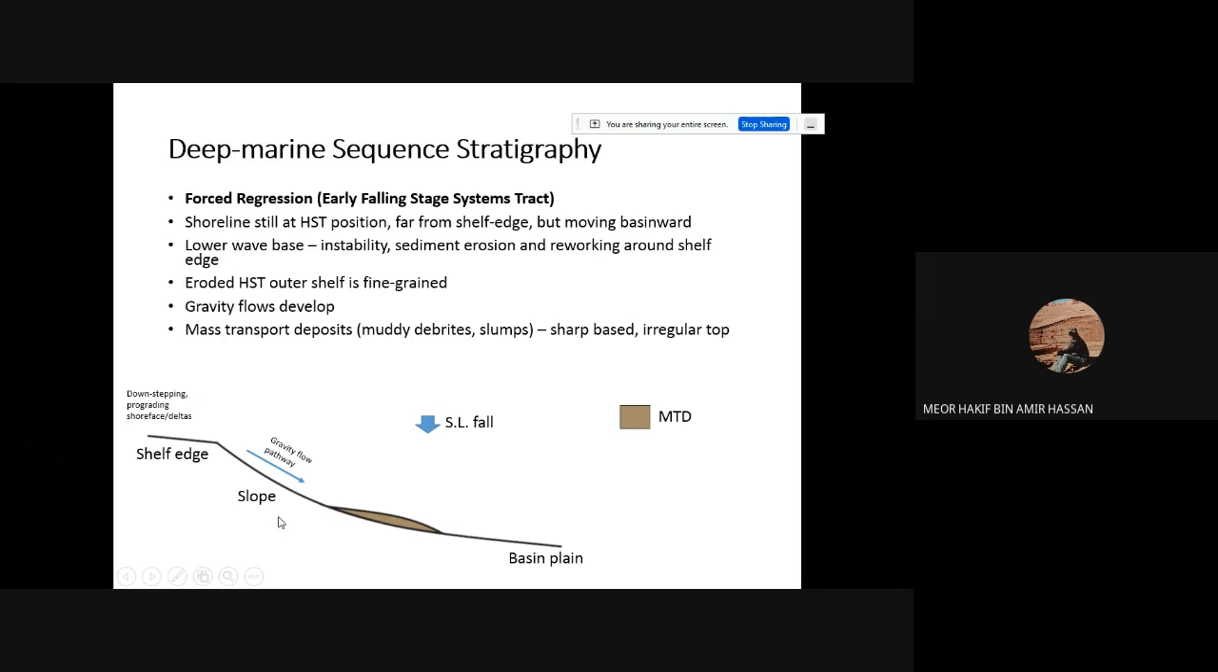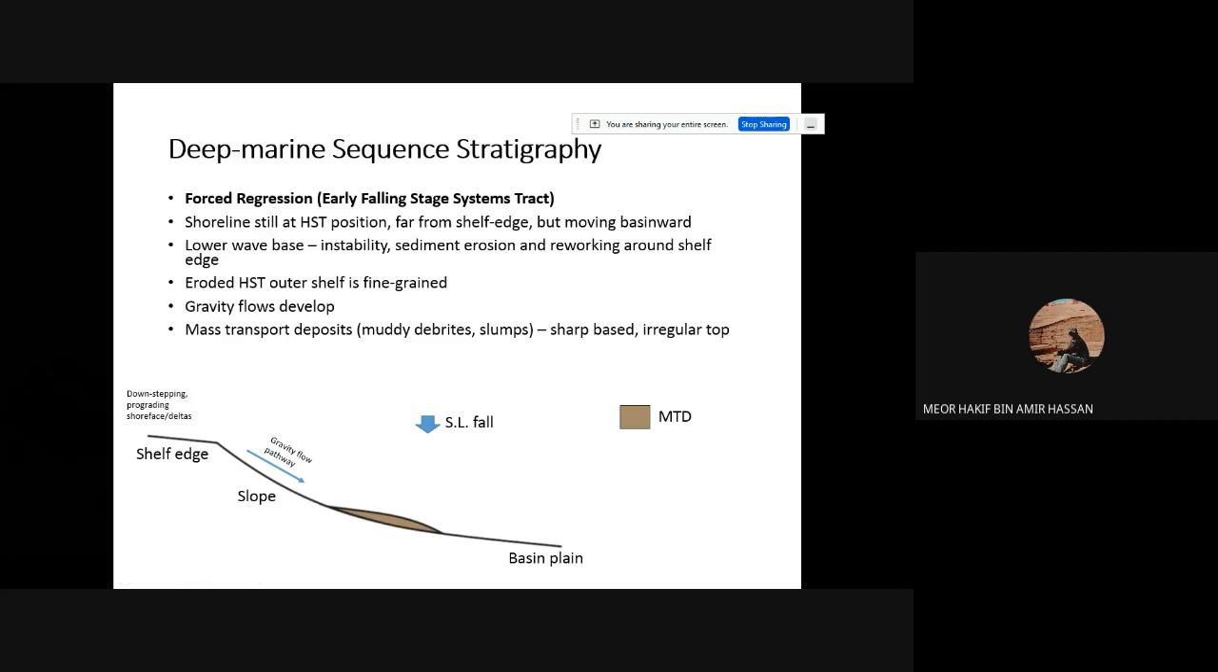So let's look at the interaction between relative sea level and sediment supply during different phases of relative sea level change. Okay, so during the falling stage systems tract first. If you remember the sea level curve, the sea level cycle there, this is going to be the start of the falling limb, right? It's going down very rapidly. We have a steep curve. The sea level is falling very, very fast.